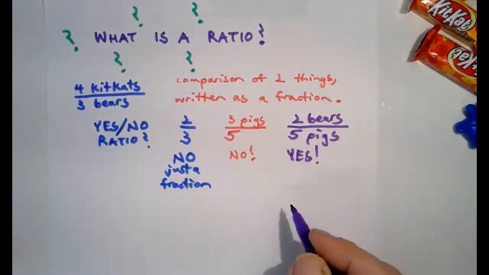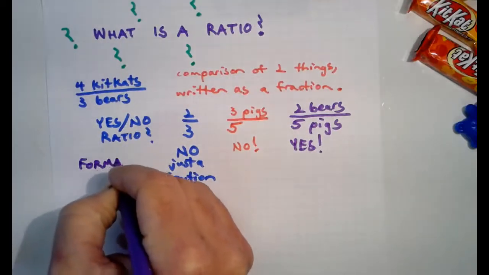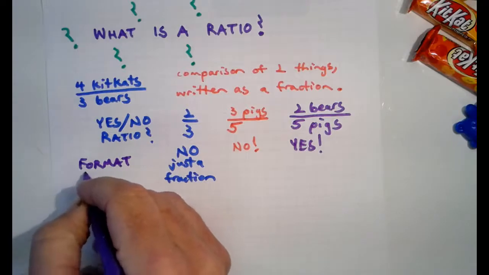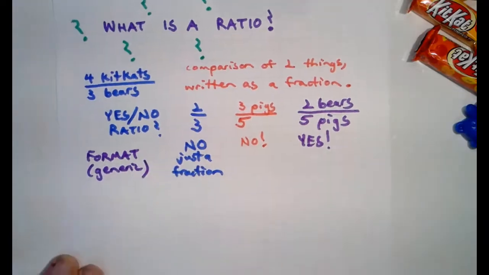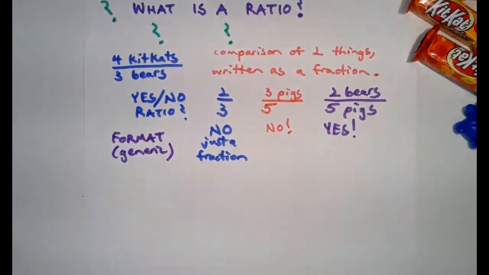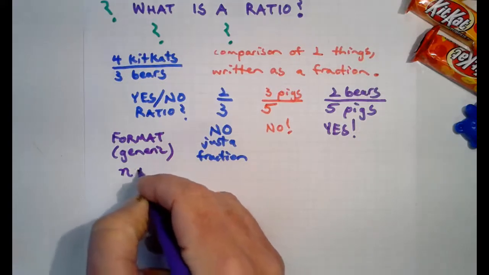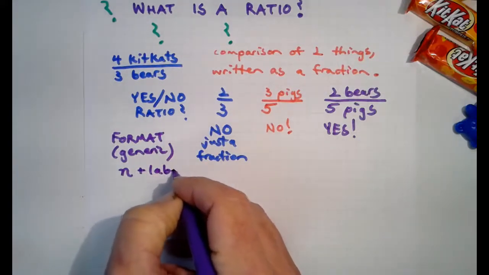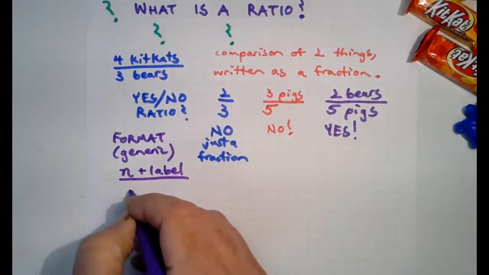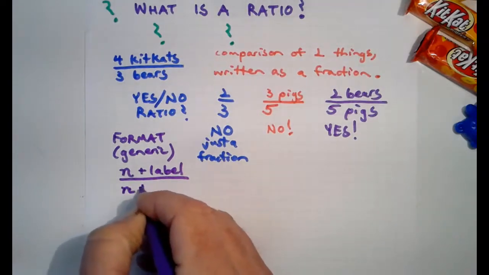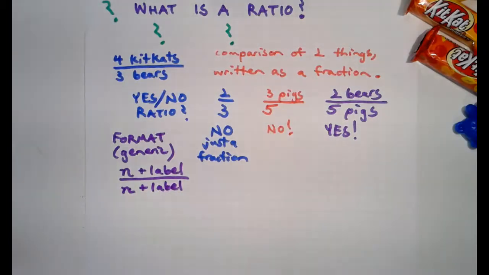If we want to talk about what format it has and put it in generic terms, meaning this is what it always looks like, the numbers change and the labels change, but it always needs a number and what that number represents in the numerator, and it needs another number and a label for what that represents in the bottom.